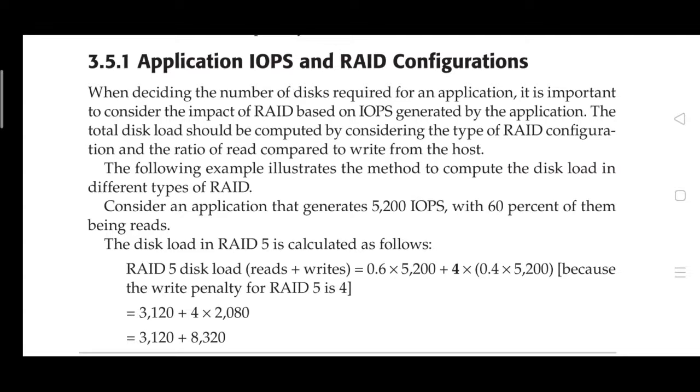Next is about the application IOPS and RAID configurations. When deciding the number of disks required for an application, it is important to consider the impact of RAID based on the IOPS generated by the application. The total disk load is based on the IOPS, which stands for input output per second. So when deciding the number of disks required for an application, we have to consider the impact of RAID based on the input output per second generated by the particular application.